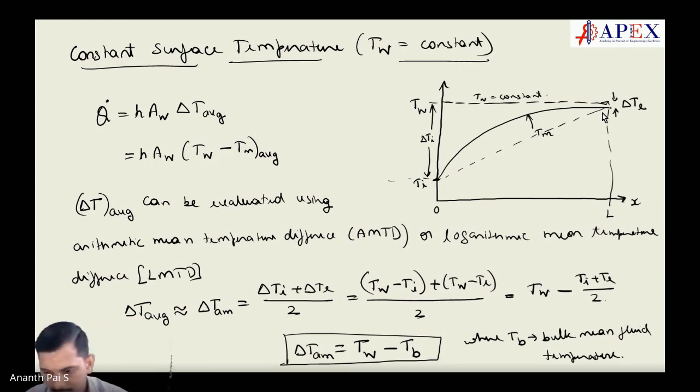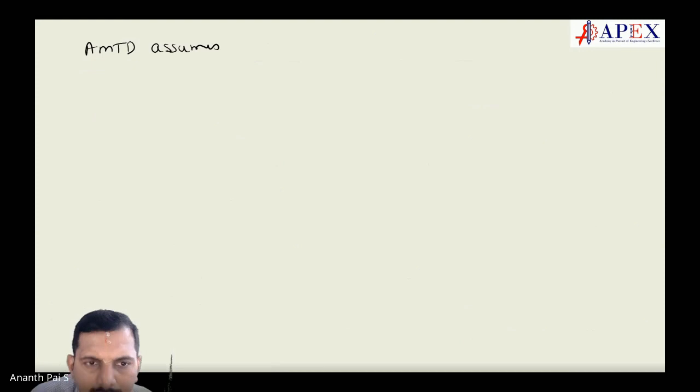Now we know it is not proper. It assumes linear variation. Not proper. I will write that. AMTD assumes linear variation.